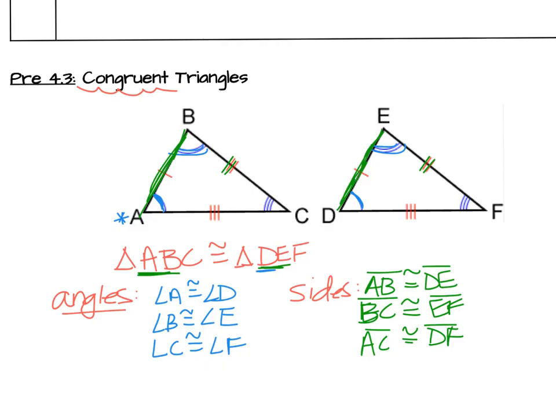Now, as we look at two triangles, we may not have all 6 parts marked. Our goal is to find enough markings in a specific order that will prove the triangles are in fact congruent to each other. Flip it over and we'll talk about the first list of reasons why.